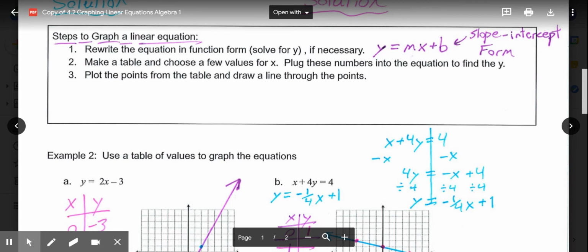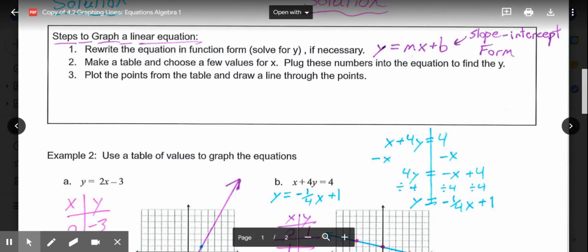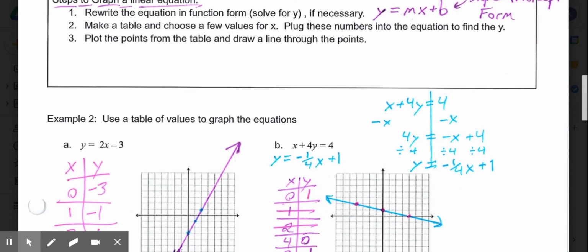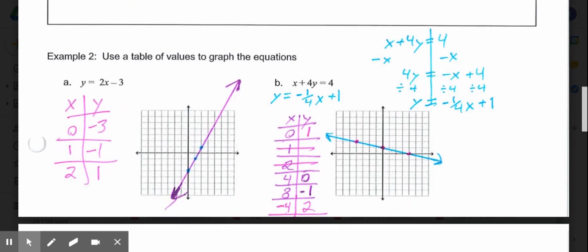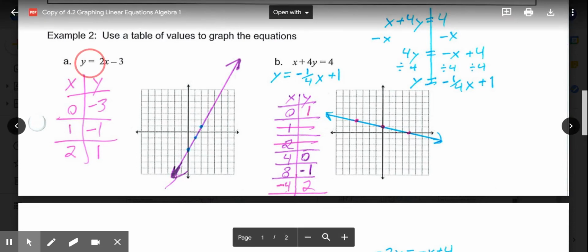Then you make a table and you choose at least 3 values for x. You put those numbers into the equation for x to find y. Plot the points from the table to draw the line that goes through the points. So let's look at a couple examples of those steps. So in part A, our equation is y equals 2x minus 3. It's already solved for y, or written in what we call function form. So then I can just choose at least 3 values to substitute in for x to find out y.